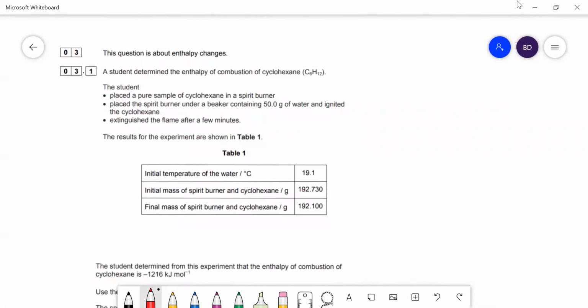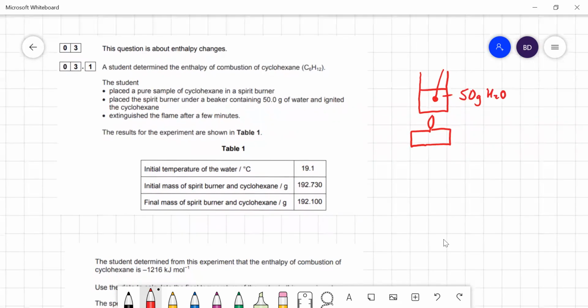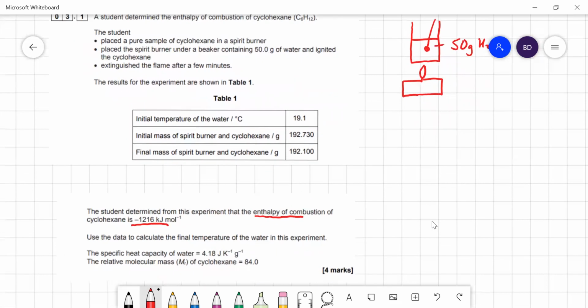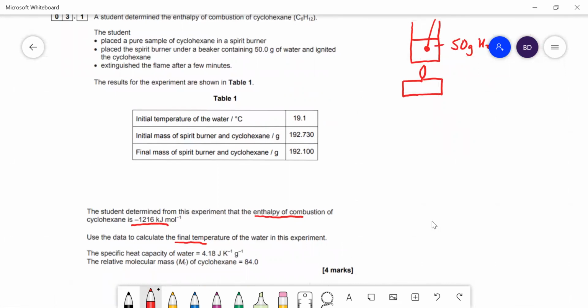Okay, so a student determined the enthalpy of combustion of cyclohexane. He got the cyclohexane above a copper can in a spirit burner here, and he had a thermometer in there. He had 50 grams of water in there, 50 centimeters cubed of water. And right, so what we've got here is they're not asking us to work out the enthalpy of combustion of cyclohexane. They give us the enthalpy of combustion, and we've got to work out the final temperature of the water.